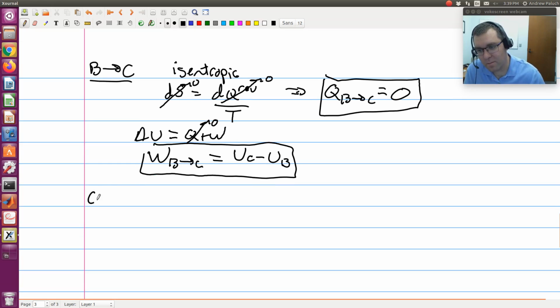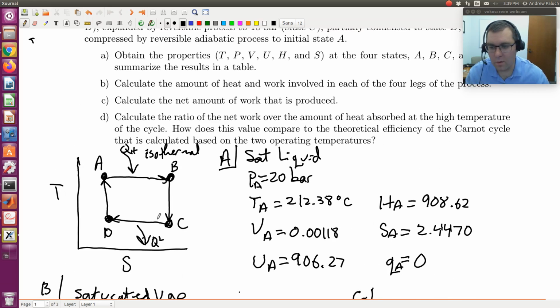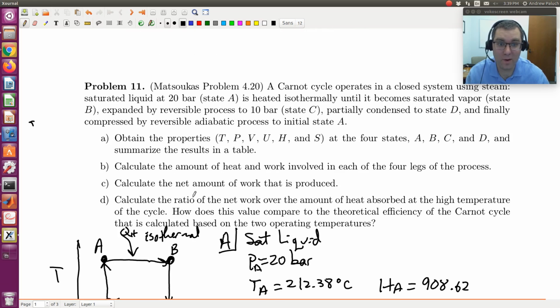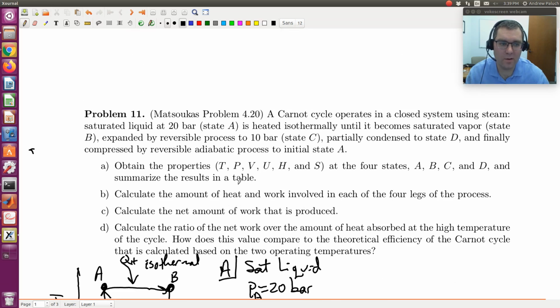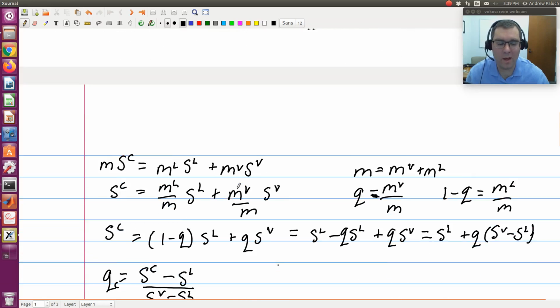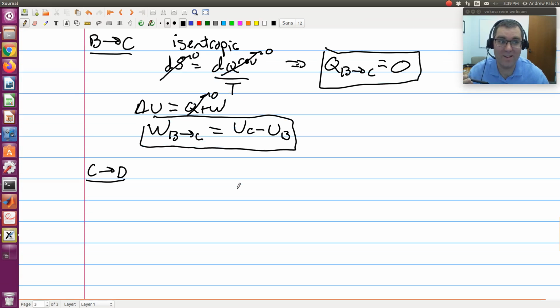Now let's go C to D. Okay. We have another isothermal process, and we're told C to D, we're just told that it's partially condensed to state D. Okay. So we have an isothermal process going from C to D, in which we partially condense our system. And again, it's a Carnot cycle. So in our Carnot cycle, we're assuming that we have a reversible process. Okay, Carnot is our idealized cycle. So it's isothermal.